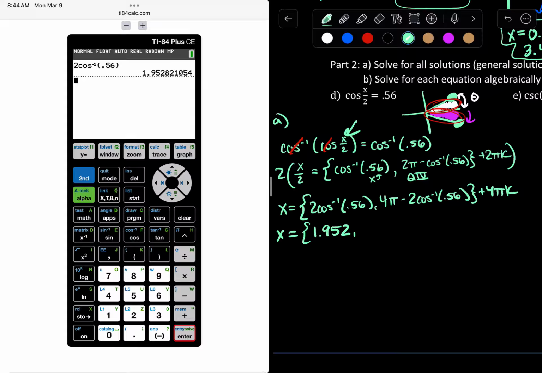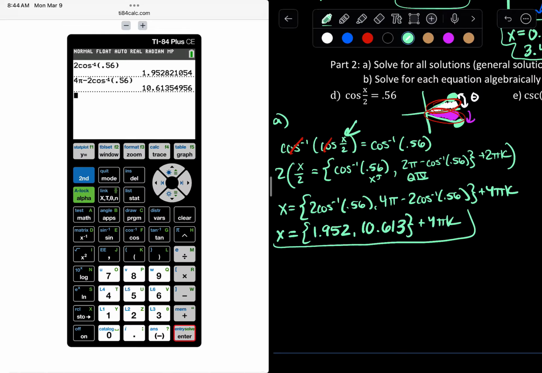And this is the solution in quadrant 1, so the white piece. And then for my next one, I will do 4 pi minus, and I'm just going to copy it from up here, so we get 10.613. Close the curvy bracket, and then we have plus 4 pi k. So this is our general solution.